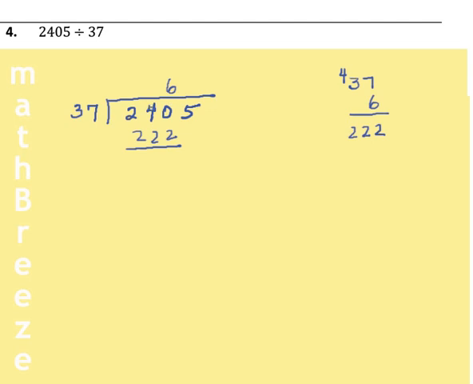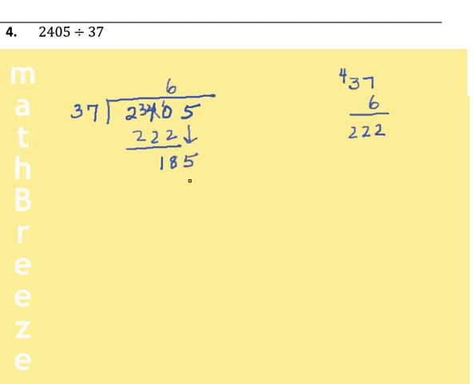Okay, here we'll borrow. Put a 1 here, and let's put a 3 here. 10 subtract 2 is 8. 3 subtract 2 is 1. Now, as long as this number is less than 37, then our digit in the quotient is correct. If this were more than 37, then 37 would go into 240 another time as well. So maybe we would have to change this. Okay. Next, let's bring down the 5.